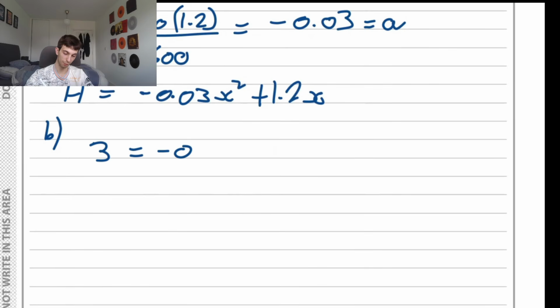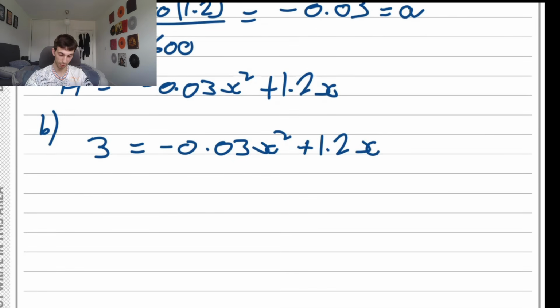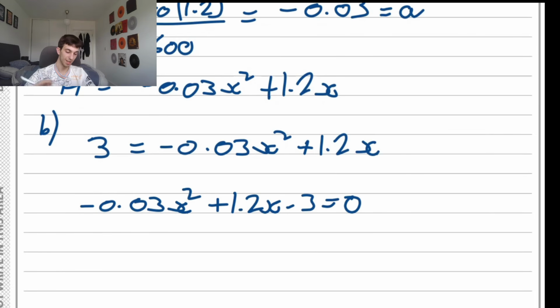So sub in h equals 3, we have 3 equals minus 0.03x squared plus 1.2x. I know your immediate instinct, which is the correct instinct, is to take away 3 to set the whole equation equal to 0. So we have minus 0.03x squared plus 1.2x, take away 3 is equal to 0. Slap that into your calculator to solve the quadratic. So we have minus 0.03, 1.2, and then minus 3. That gives us two solutions for x. We get x equals 20 plus 10 root 3 or 20 minus 10 root 3. So x is equal to 20 plus or minus 10 root 3.